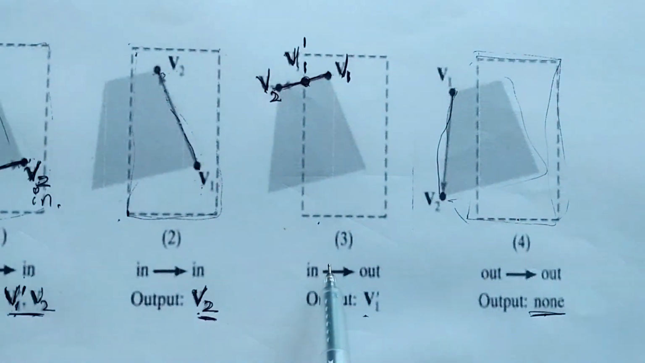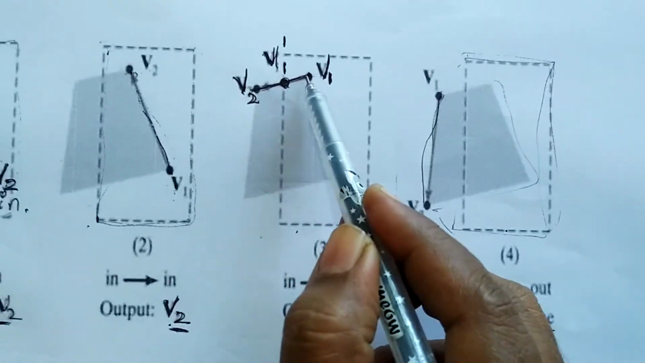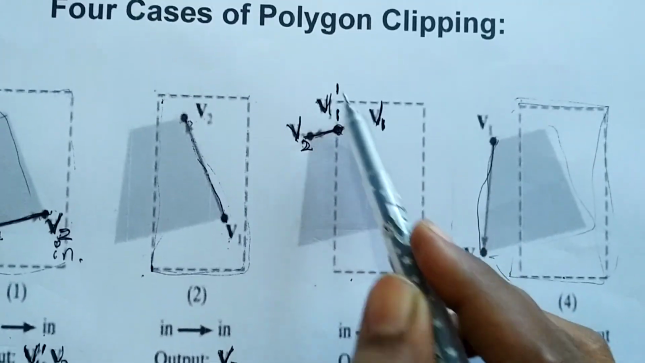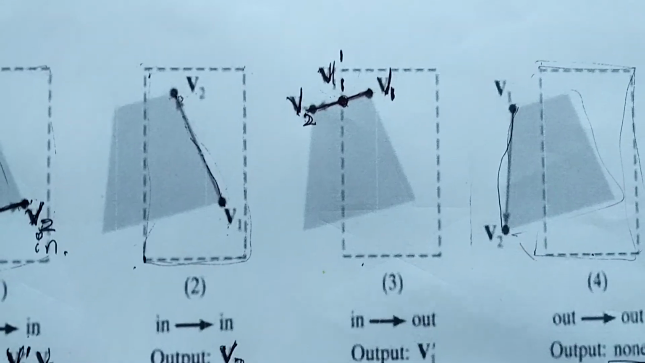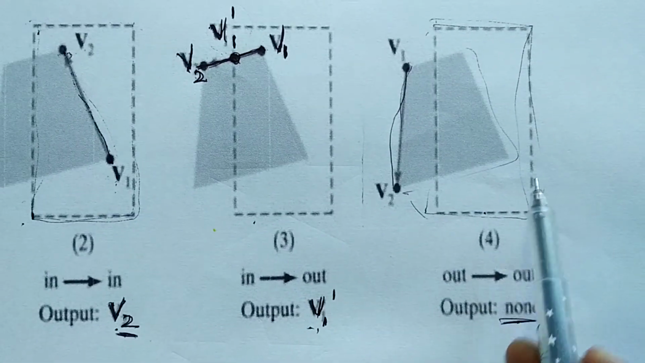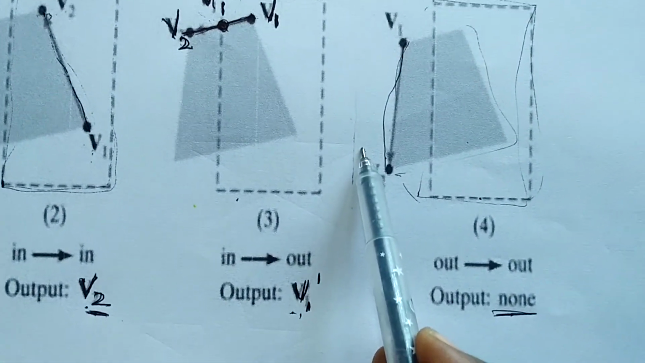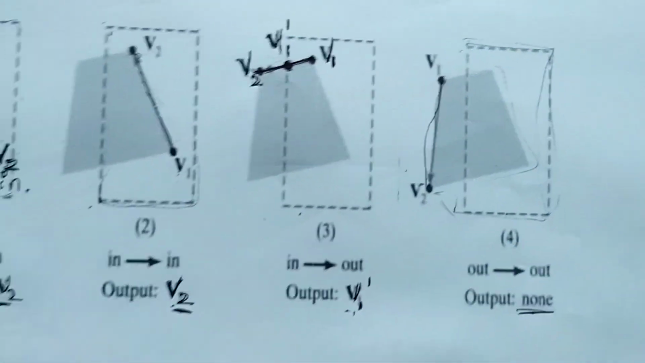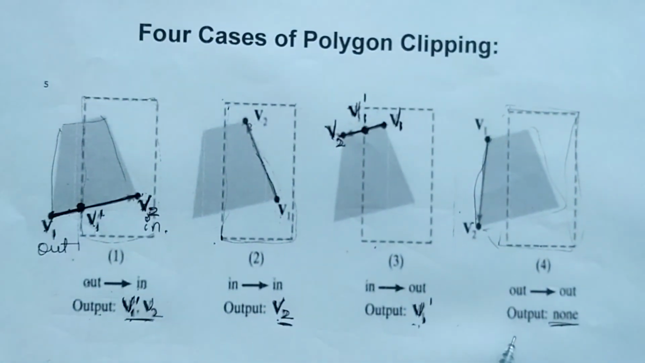In the third case, the edge of the polygon is going in to out, V1 to V2. This intersection is called V1 dash. In this case, we need to save only V1 dash. In the fourth case, the edge of the polygon is completely outside the clipping window, so we don't want to save any vertices of this polygon edge. We need to remember these are the 4 cases to use for polygon clipping.